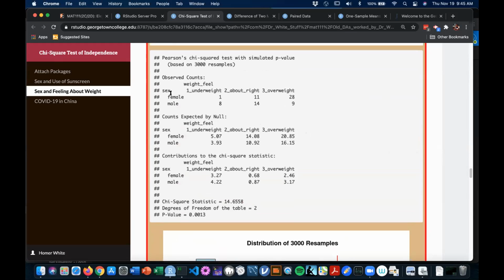So I got my observed here, and I've got my expected here. So I might, for example, focus on the difference between the 5 females observed to say underweight versus the 1 that was expected to say underweight. I could similarly focus on the 8 males observed to say underweight versus the only 3.93 that were expected to say underweight. I would tend to focus on ones that deliver the largest contributions to the chi-square statistic to talk about them.